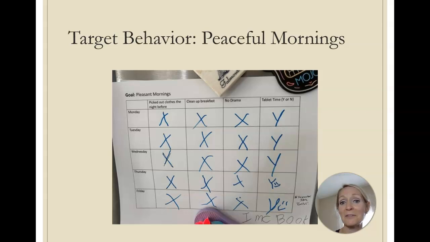And so we have started this chart where there are 3 things my daughter needs to do in order to earn tablet time after school. So she needs to have her clothes picked out the night before, so we're not fighting about clothes. She needs to clean up her breakfast so that it's not messy in the kitchen when we're heading out the door. And there needs to be no drama. That means we're not getting mouthy with each other. If she can do those 3 things, we'll X them off, and then she gets Y. Yes, she gets tablet time after school. Okay, and so it should reinforce those behaviors that contribute to a peaceful morning.